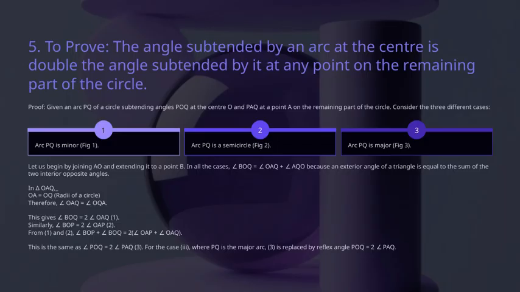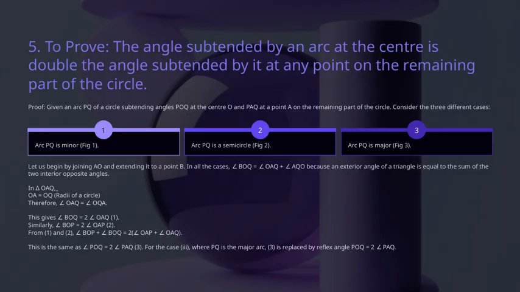First, suppose arc PQ is minor, as shown in Fig 1. To understand the relationship, we join AO and extend it to a point B in all cases. We observe that the exterior angle BOQ of triangle OAQ equals the sum of the interior opposite angles OAQ and AQO. This is a key property of triangles. An exterior angle equals the sum of the two opposite interior angles.